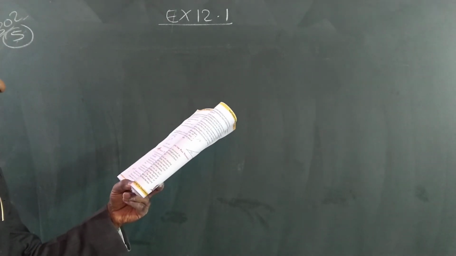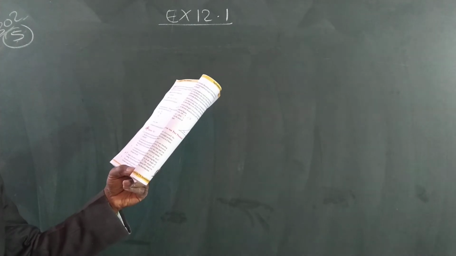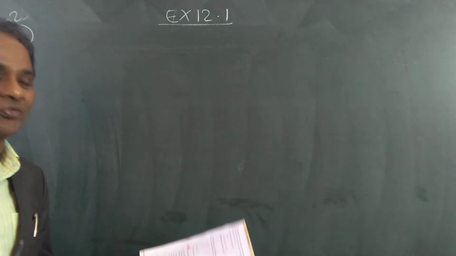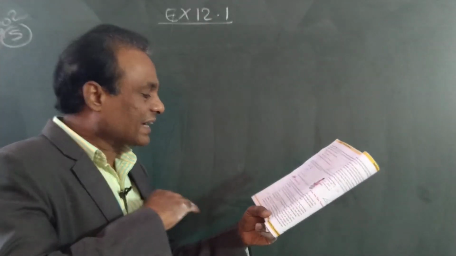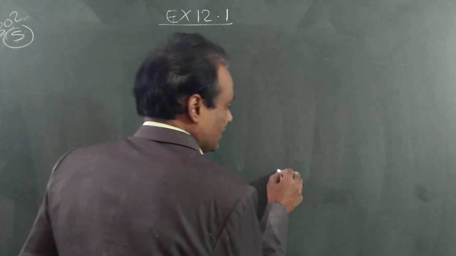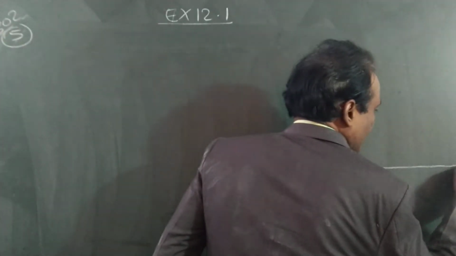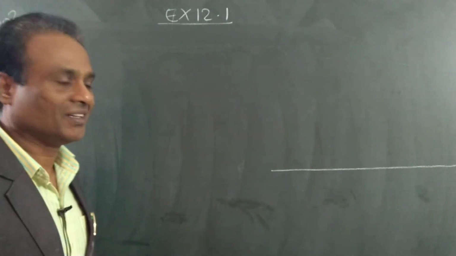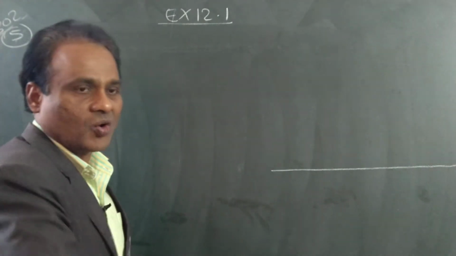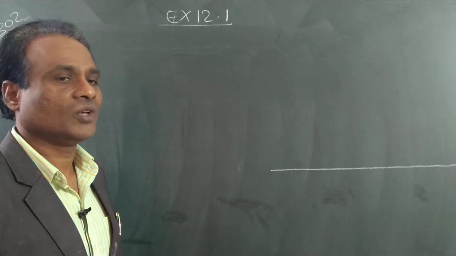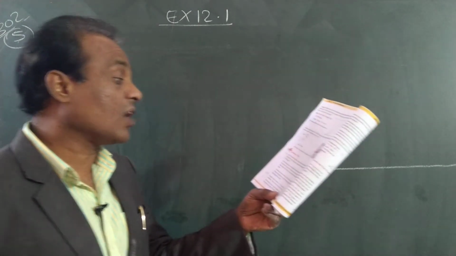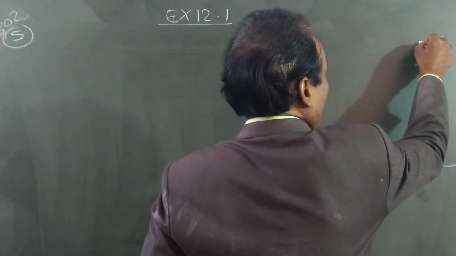You want to erect a pole of height 10 meters with the support of 3 ropes. So we are erecting a pole of height 10 meters. See, this is the ground, earth, ground. On this ground, we are erecting a pole of height 10 meters. So this is the pole.